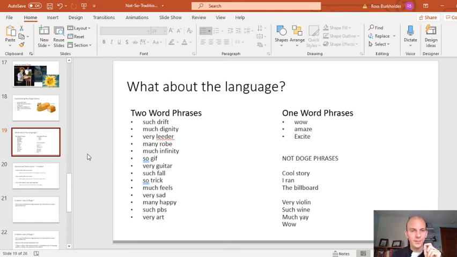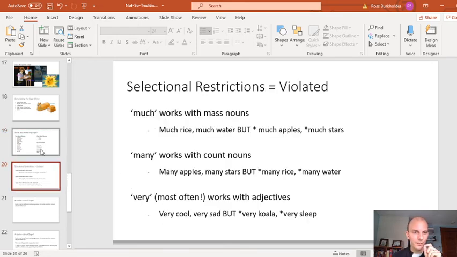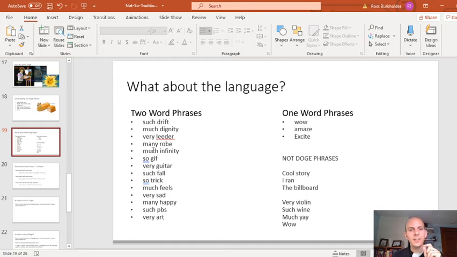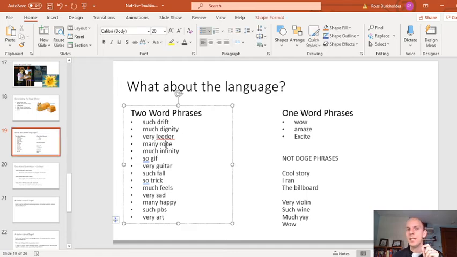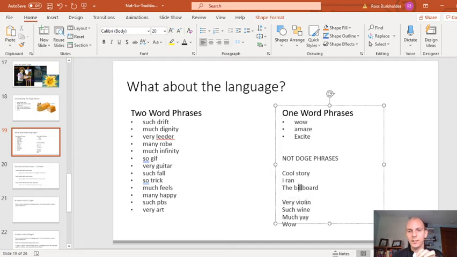So, right, where are some manys and muches? Much infinity, many robe, right? Many goes with this count noun, and much goes with infinity. "Much feels, very art." This actually doesn't work. This is actually not a very good Doge phrase. "Very sad." Too good. Too grammatical. Oh, let's get that out of here. "Many happy. Much better." They violate the selectional requirements systematically. That's what makes these ones good and these ones bad.